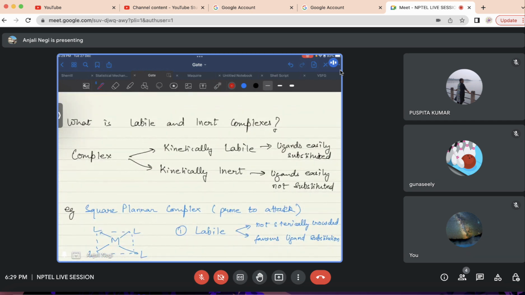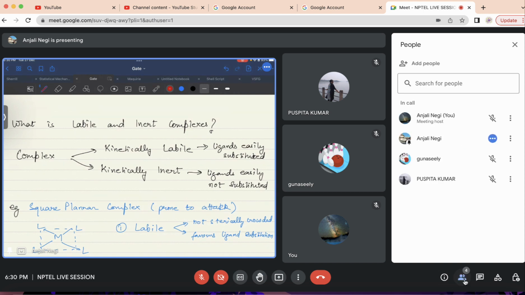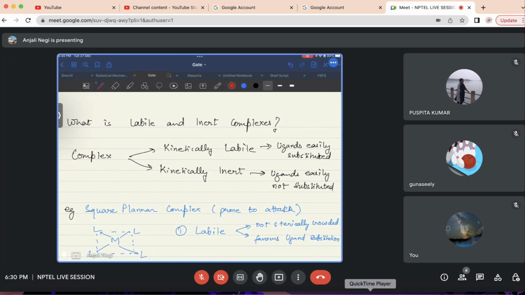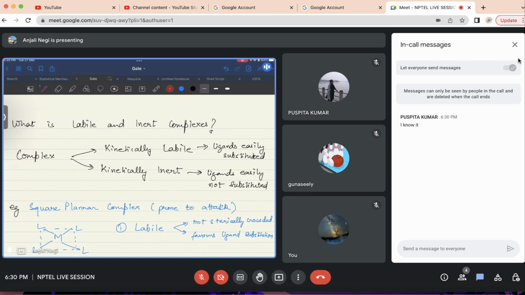Do you guys know what labile and inert complexes are, or do you want me to go through it? Any one of you can just comment. Pushpita, Gunasli. Okay, Pushpita knows it. Gunasli, can you just comment? Otherwise, I will just skip it. Please explain.